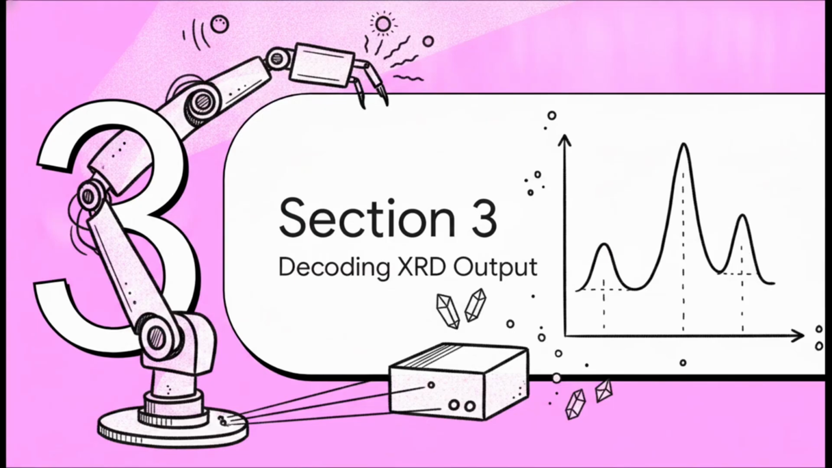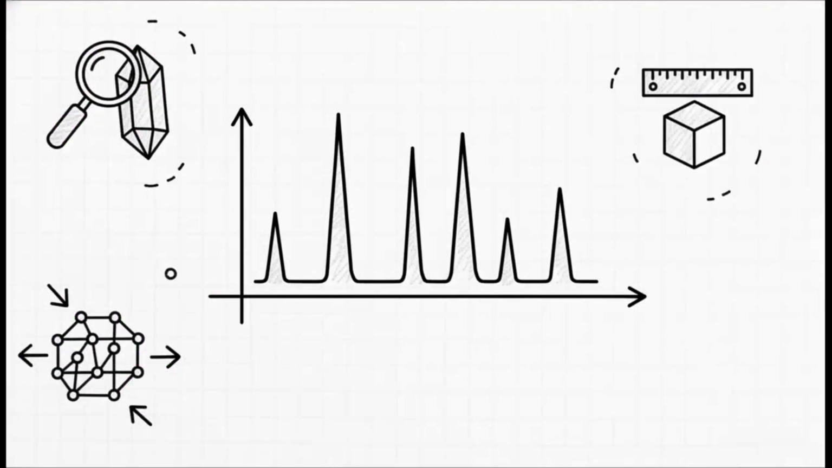Now for the results. Section 3, decoding the XRD output. So what does the machine actually spit out? You get an XRD diffractogram, plotting intensity on the vertical axis against the 2θ angle on the horizontal axis.